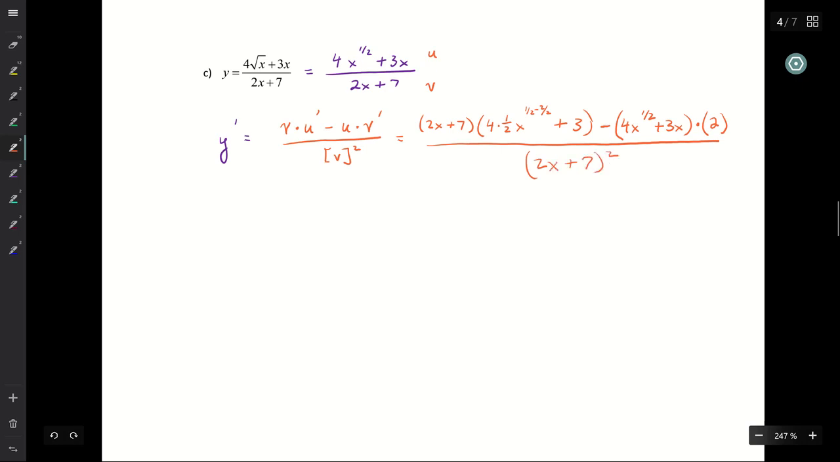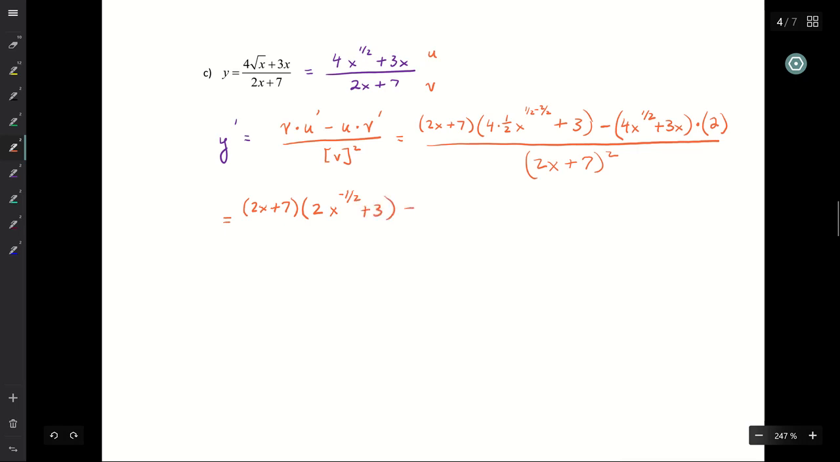Right? From here, we're wanting to simplify. I'm first going to simplify my powers and my numbers on that first group of stuff. It's still kind of ugly, so let's do that first. We have 2x plus 7. And then multiplied, we have 1/2 of 4, which would just be 2. This would be x to the negative 1/2 power, and then plus 3.